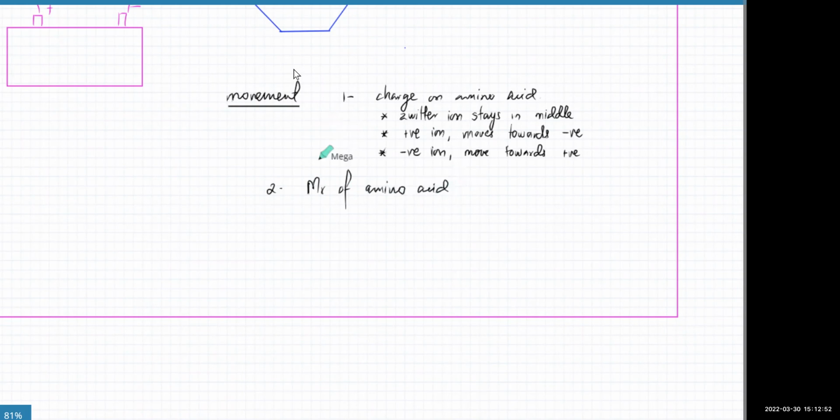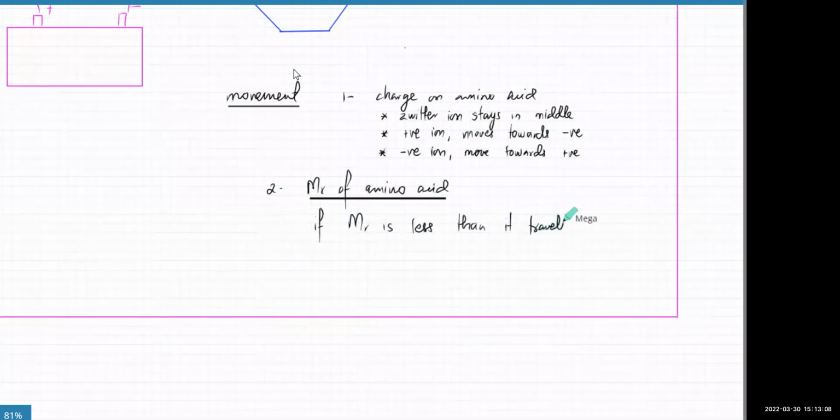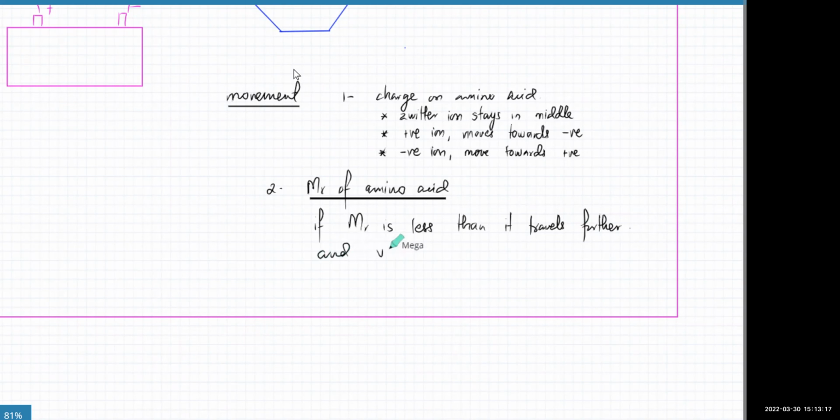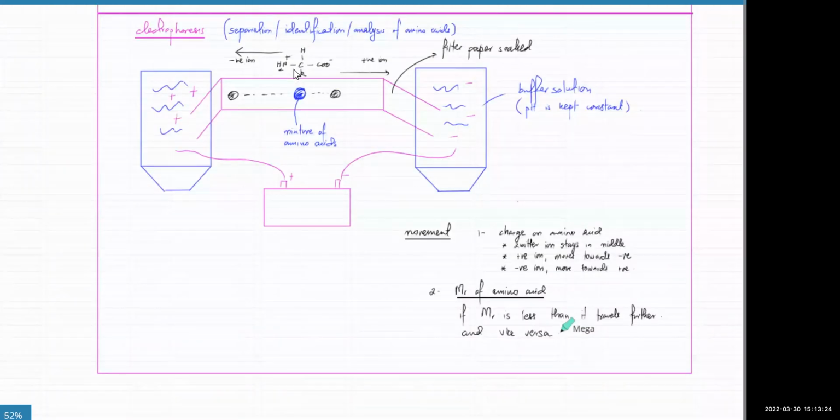So if the Mr is less, it's going to travel more. Then it travels further. And so on, and vice versa. Is this clear? Yes, sir.